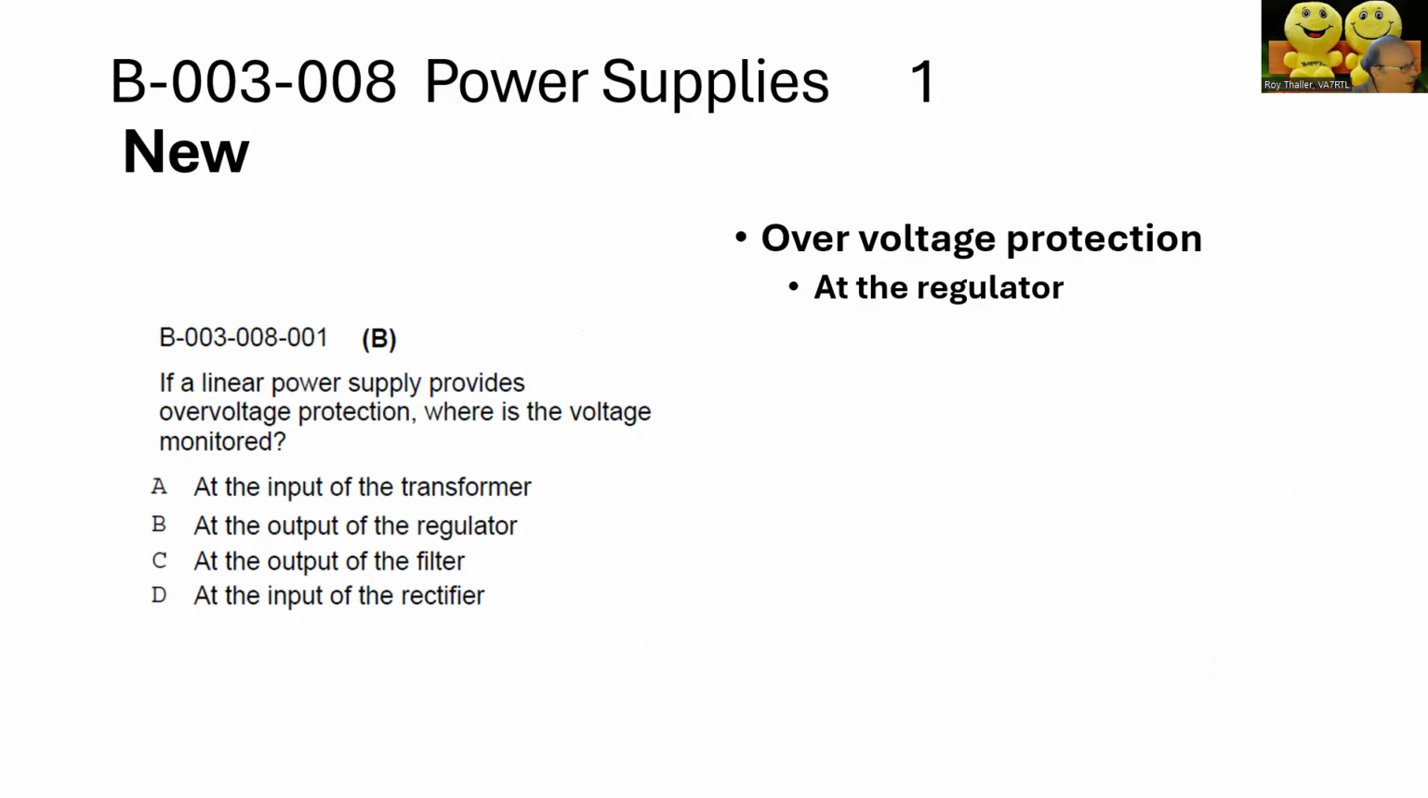Now we're getting into another section, power supplies. This has also been updated where they don't ask you where things are located, but now more about what things function. So here's a new question. In a linear power supply, if a linear power supply provides overvoltage protection, where is the overvoltage protection monitored? So the best answer is A, at the output of the regulator, because that's the closest to the output of the power supply.